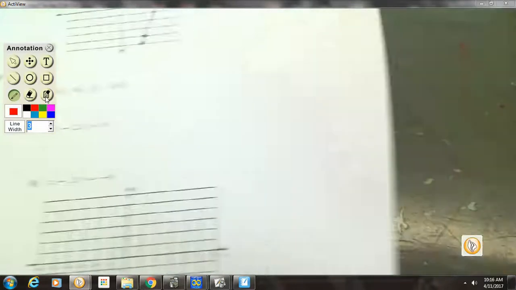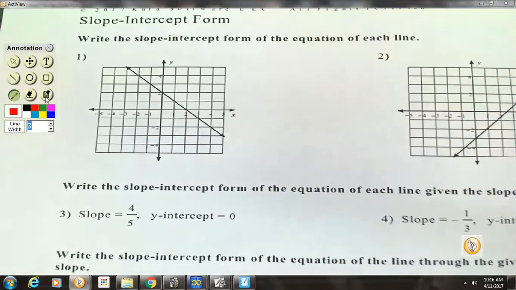Okay, let's go over to the next page. It says to write the slope-intercept form of the equation of each line. So I'm giving you a graph. Could you write the equation? What two things do we need to write an equation in slope-intercept form? An M and a B. So can you pick out an M and a B from a graph? Absolutely. We should be able to do that.